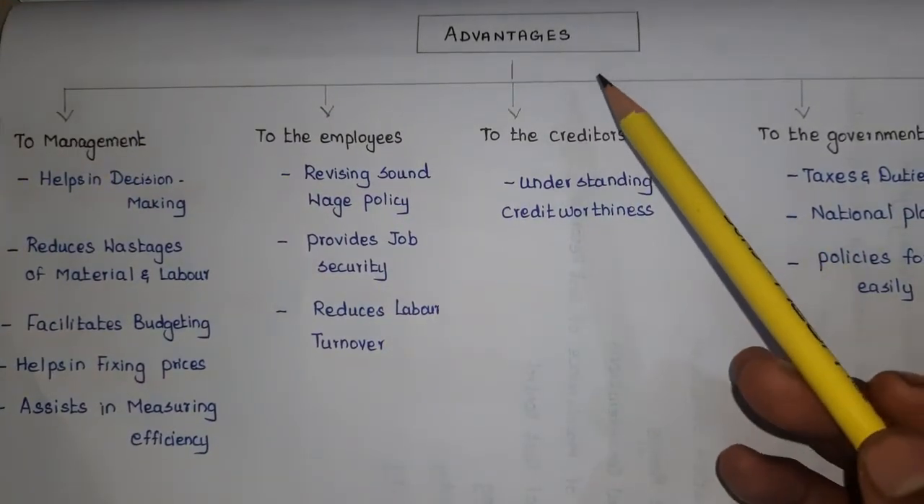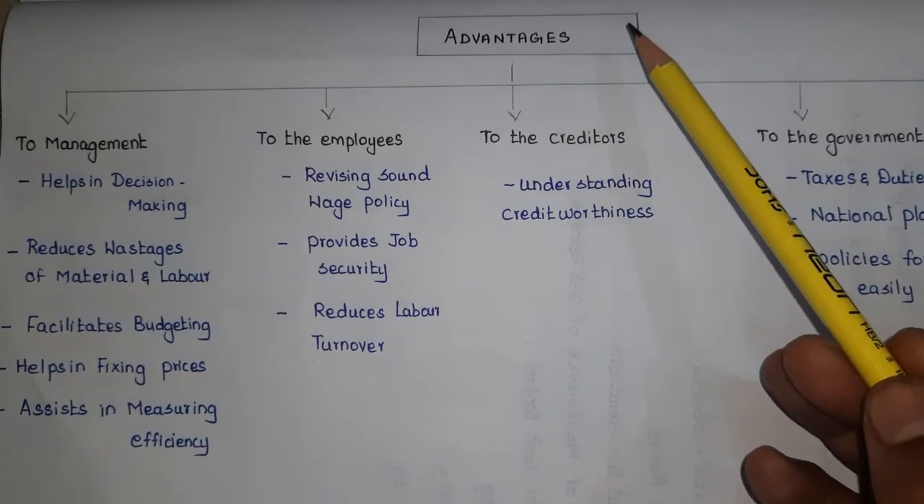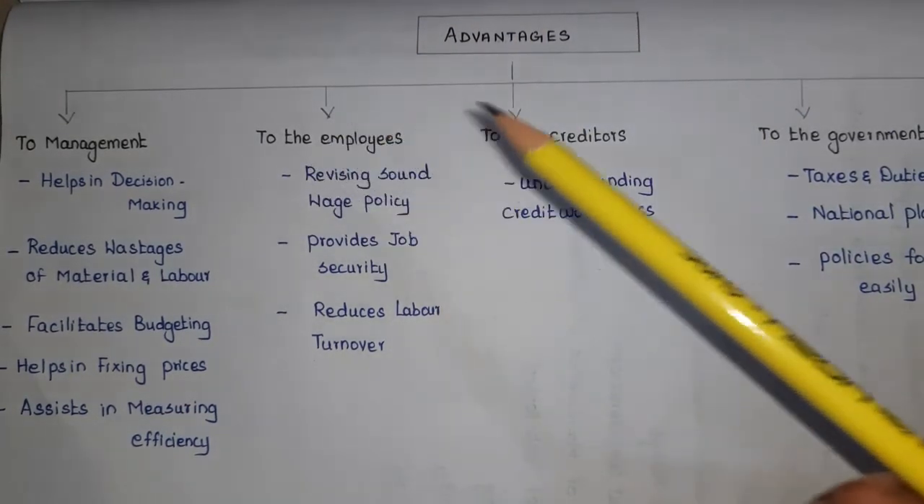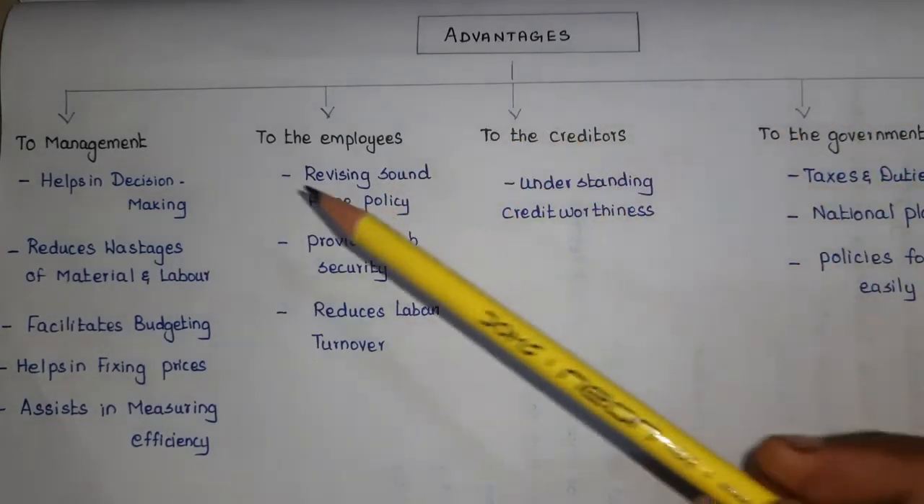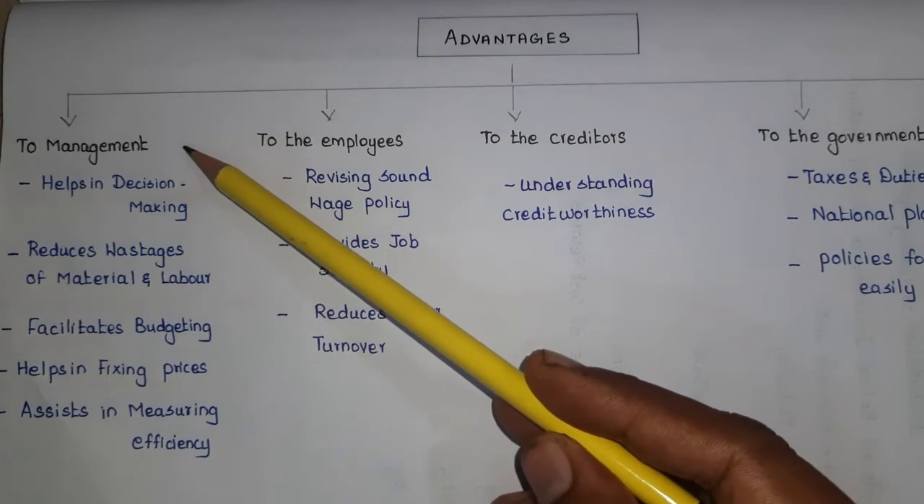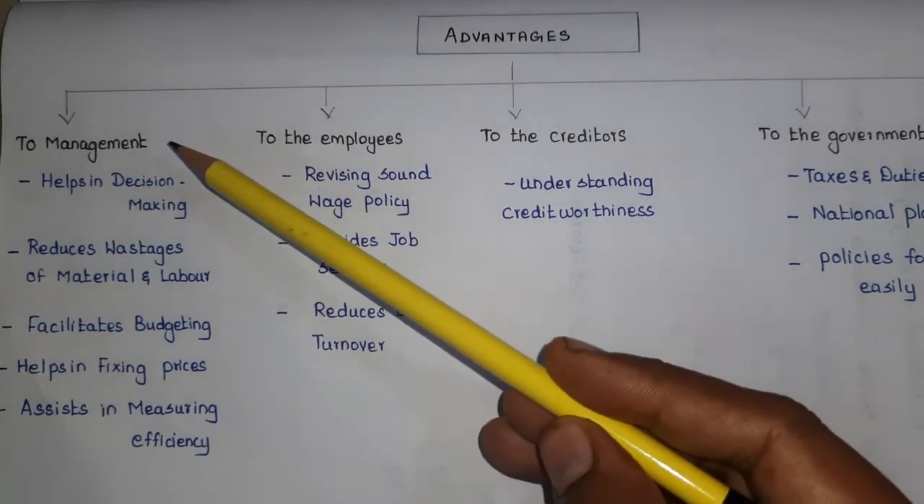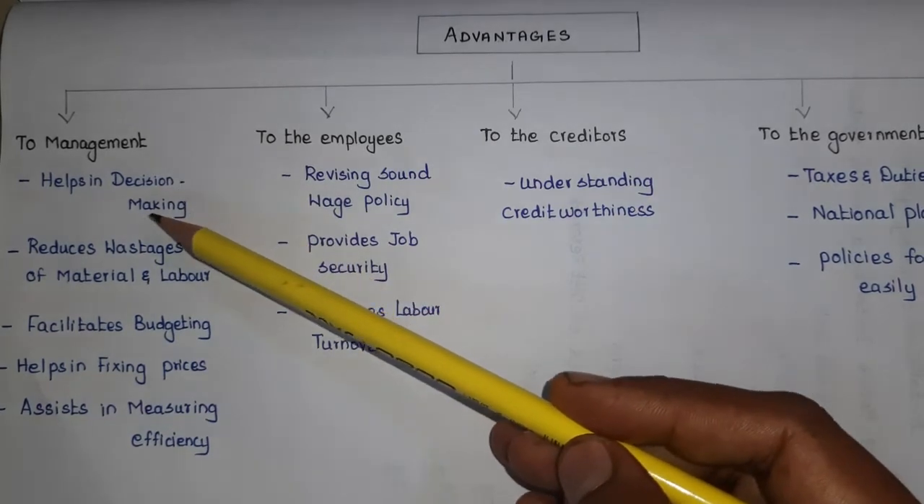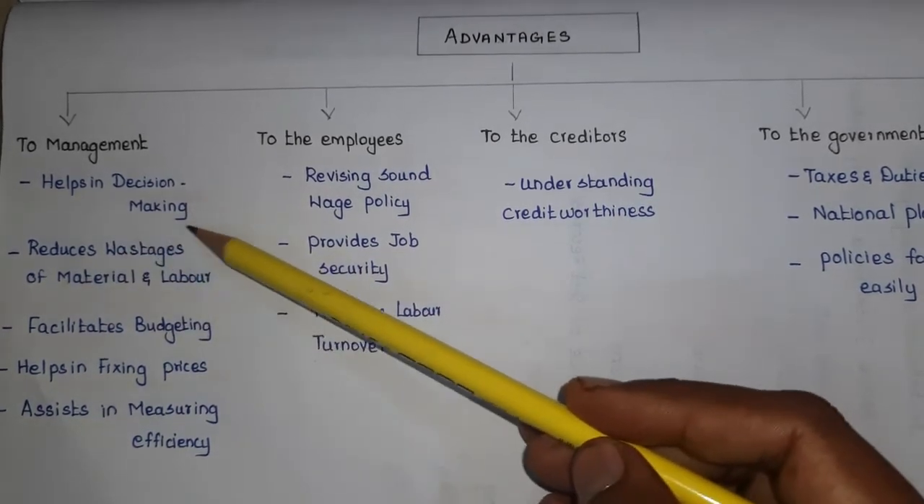The next topic is advantages of cost accounting. Here I have categorized the advantages into 5 different topics. The first topic is advantages to the management, how the management gains advantages and how it helps in decision making. Let's see one by one.